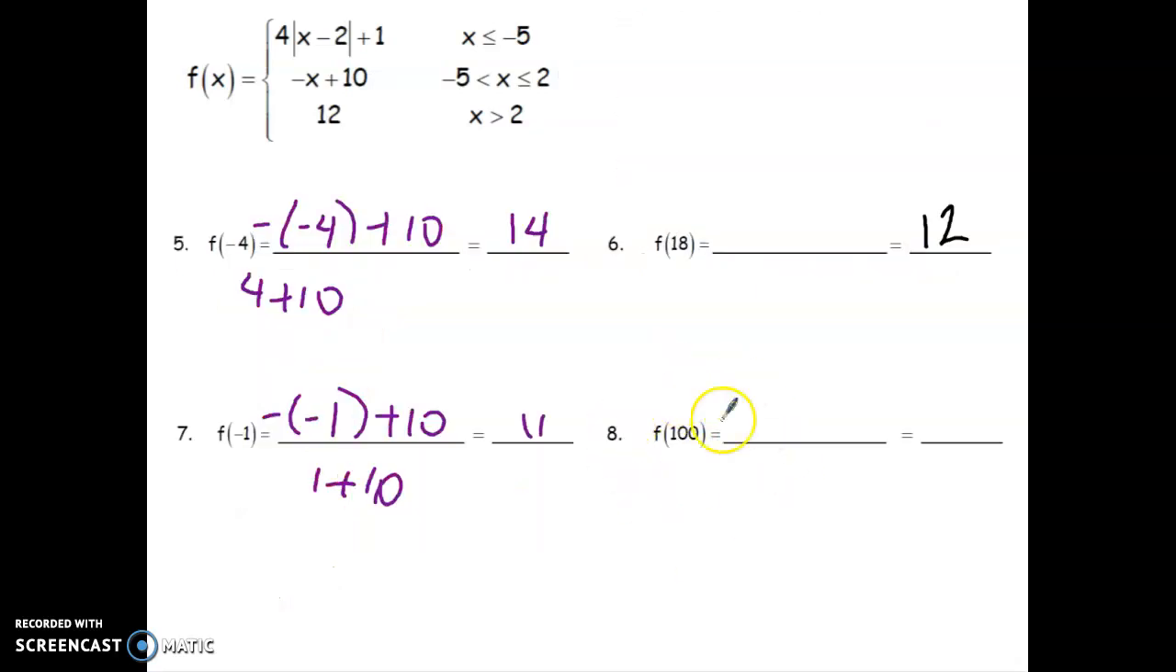All right, last one, f of 100. Okay, well, I'm not going to be able to see this one on my graph. I didn't go all the way out to 100. So where will 100 fall? Which one of these three? 100 is bigger than 2, so the answer is just going to be 12. There's nothing to substitute in when it's a horizontal line.